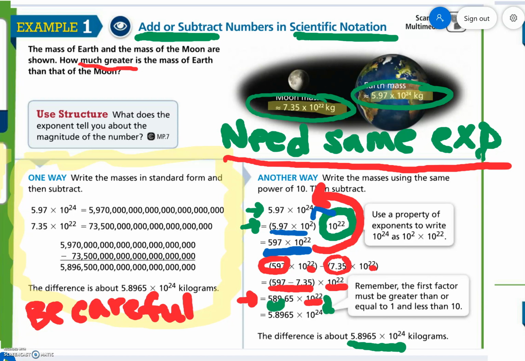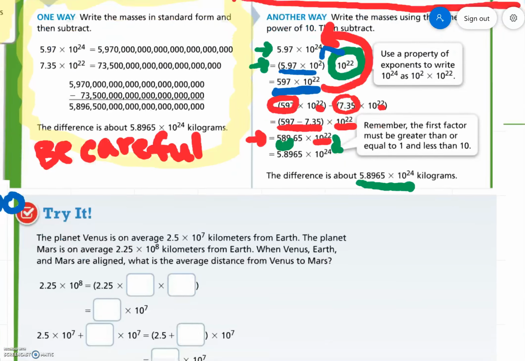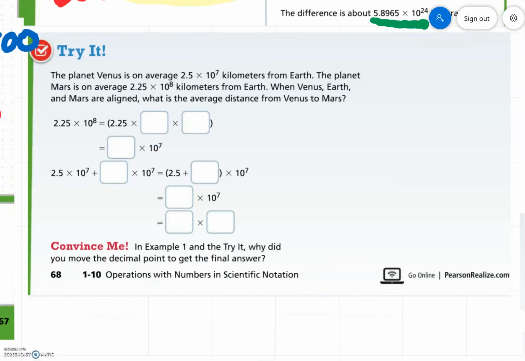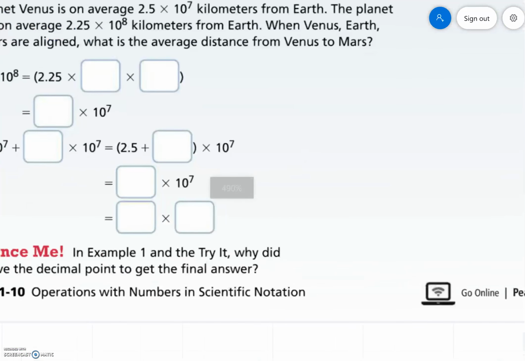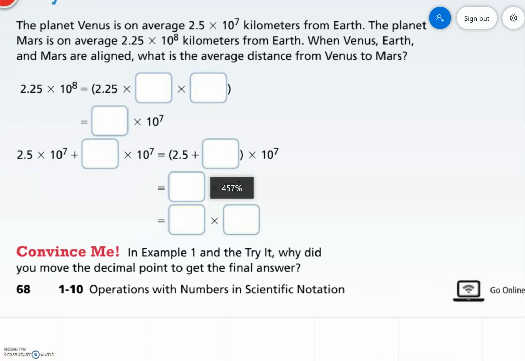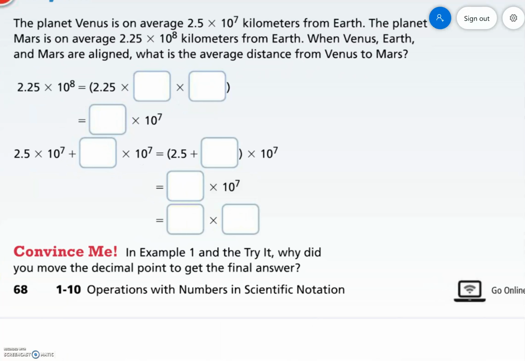Okay, that's a lot, so let this sink in, and we'll try it together. The planet Venus, on average, is 2.5 times 10 to the 7 kilometers from Earth. The planet Mars is on average 2.25 times 10 to the 8th kilometers from Earth. When Venus, Earth, and Mars are aligned, what is the average distance from Venus to Mars? So we need to add them.